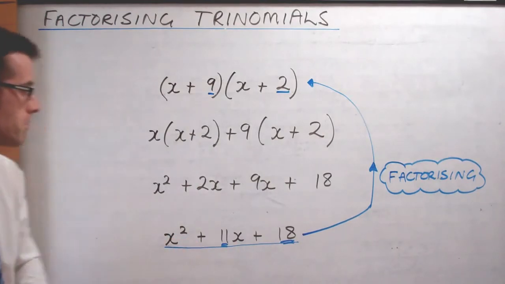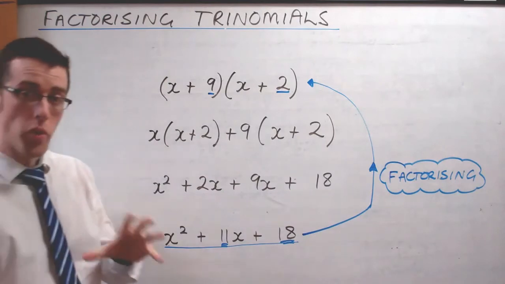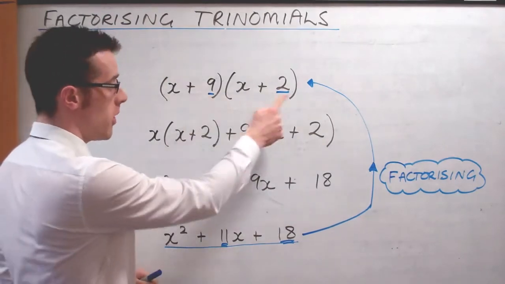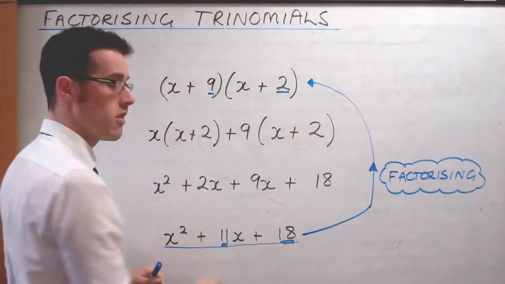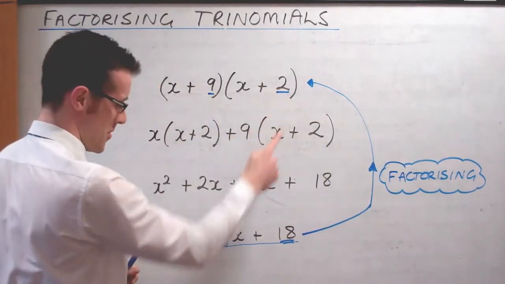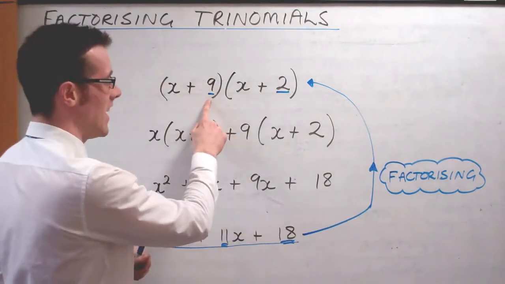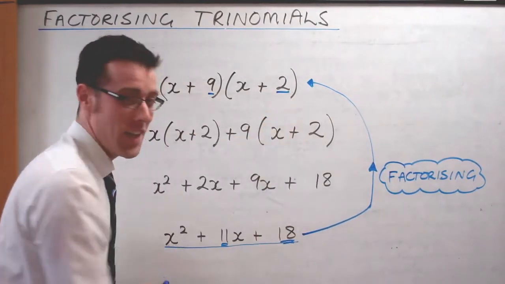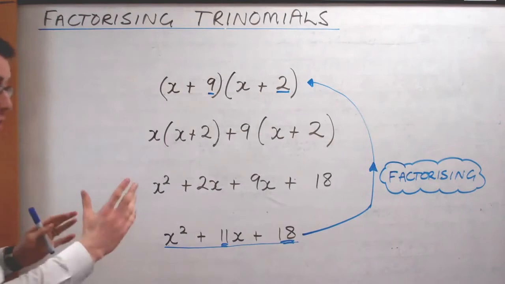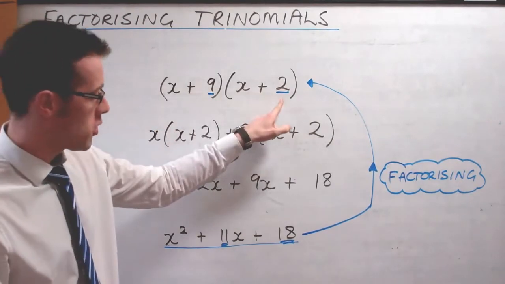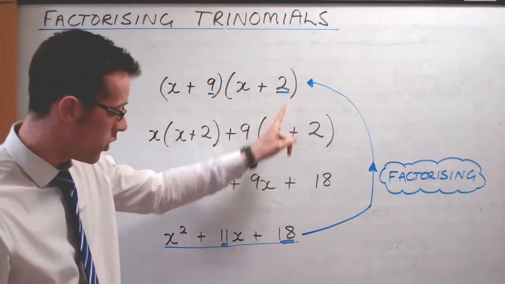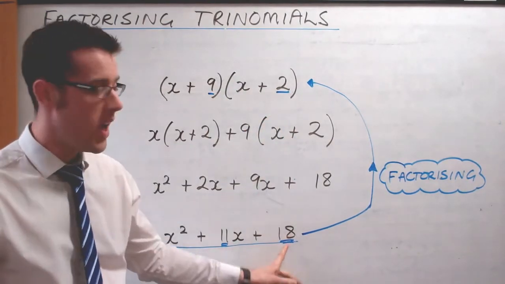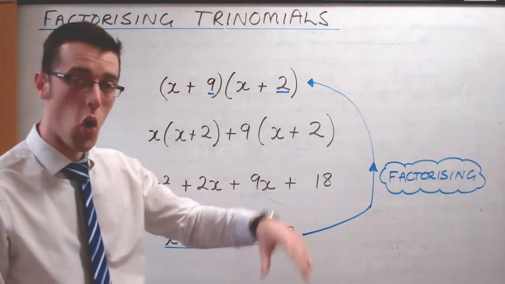Okay? Right, well, I hope you could see that 9 plus 2 gives us 11, and 9 times 2 gives us 18. I'll just go over that again. 9 plus 2 gives us 11, and 9 times 2 gives us 18. And this link is true for all of our factorising.